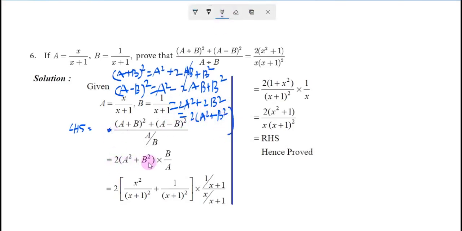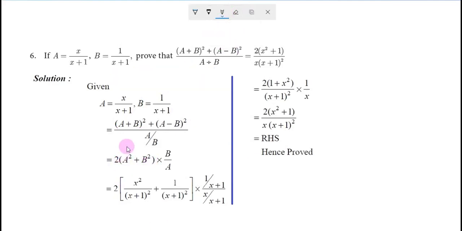So we get 2 into (a² plus b²), and move this a by b to the numerator, b as a numerator and a as a denominator. So into b by a, that is equal to 2 into a², where a² means x² by (x plus 1)², plus b², 1² by (x plus 1)², into b value 1 by x plus 1, and by a value x by x plus 1. So look, x plus 1 will be cancelled.